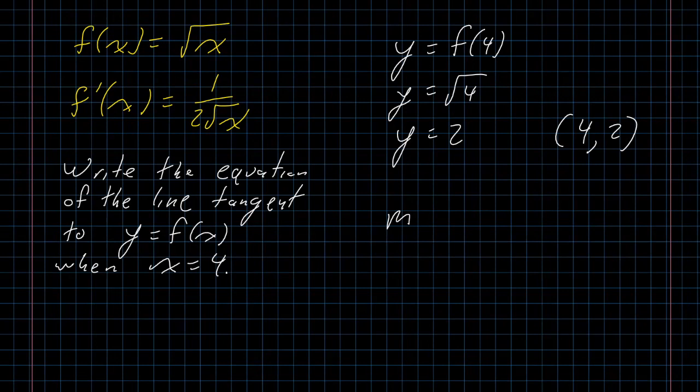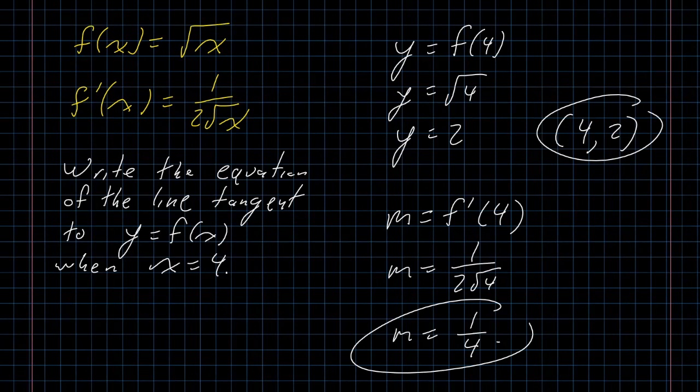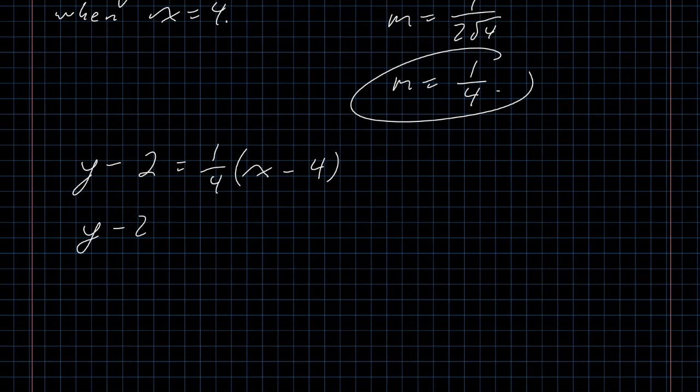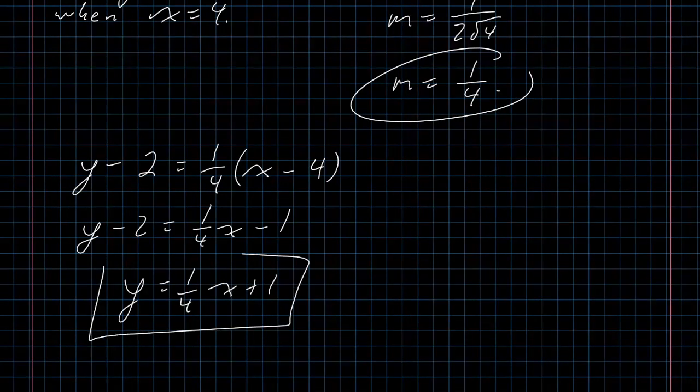We also need to know the slope of this line, which is the derivative of the function at the point in question. Well, since we have that formula for the derivative, 1 over 2 times the square root of 4, which is 1/4. We have our point, we have our slope, we can go. y minus the y coordinate is equal to m times x minus the x coordinate. Rearrange a little bit to clean up. And there is the equation of our tangent line.